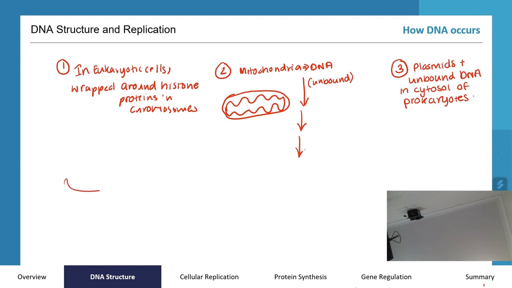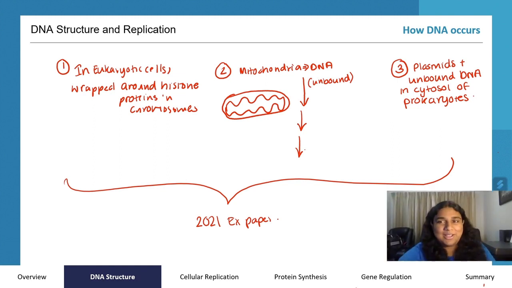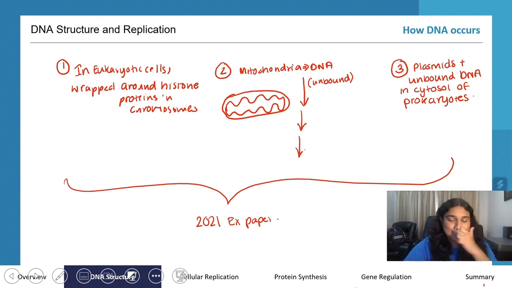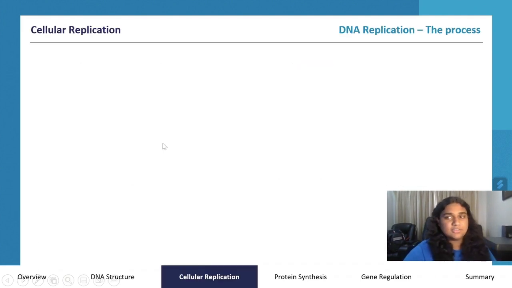I strongly recommend that you note all of these three together. They came as a 2021 external paper question. And it was literally worded like, how does DNA occur in the cell? Which basically meant name the three ways that DNA is represented in the cell. And it got a couple people confused, so watch out.